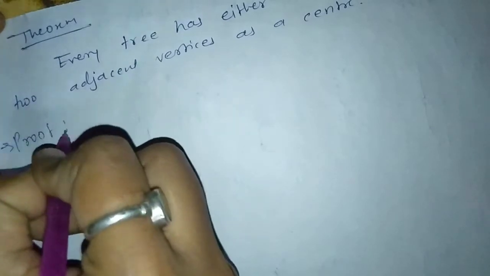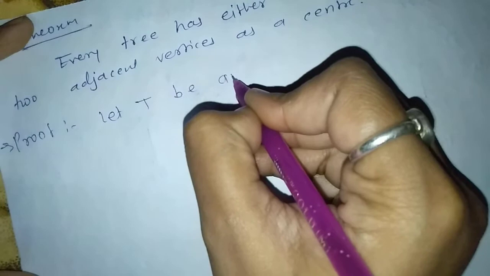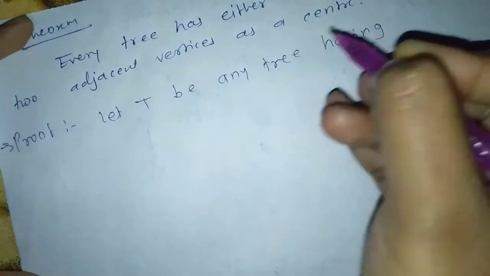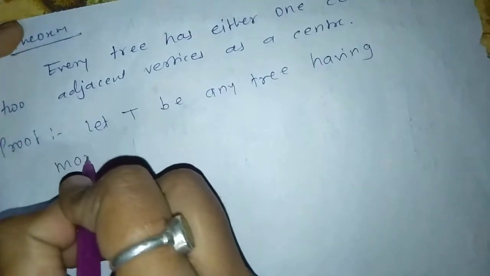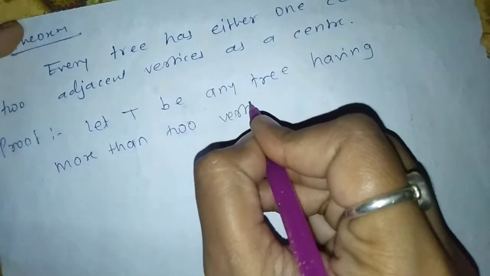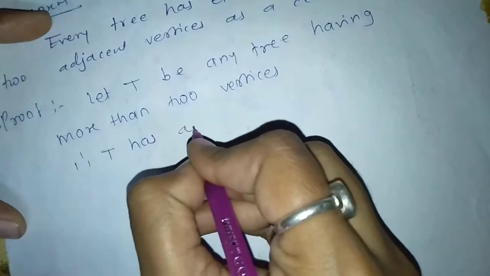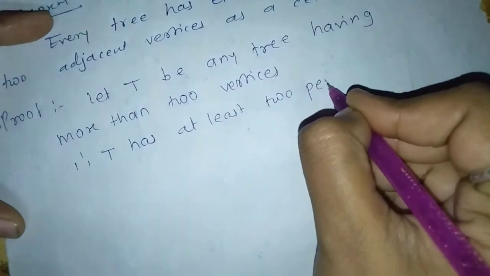Proof. Let T be any tree having more than two vertices, more than two vertices means दोन किंवा दोन पेक्षा जास्त. Therefore T has at least two pendant vertices.